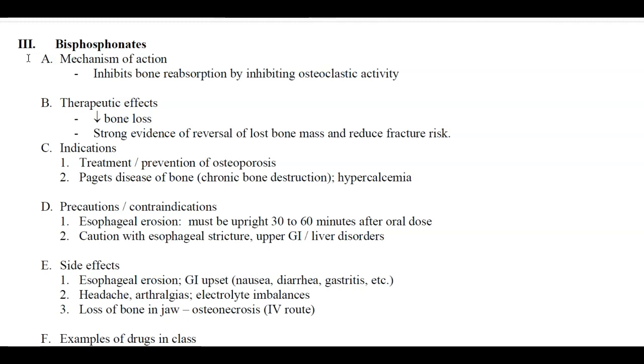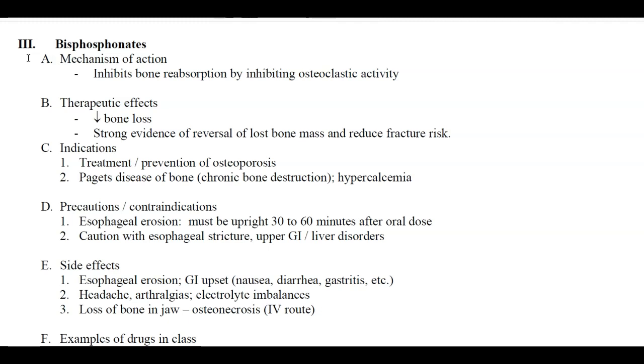Indications for this: it can be used for treatment and prevention of osteoporosis. So sometimes if we do a bone scan on a patient and we see that their bone density is low, even though they're not considered osteoporotic yet, we may have to put them on this medication. Sometimes it's used to prevent, but sometimes we also use it to treat a patient who already has osteoporosis. So those are the reasons why we give this medication.